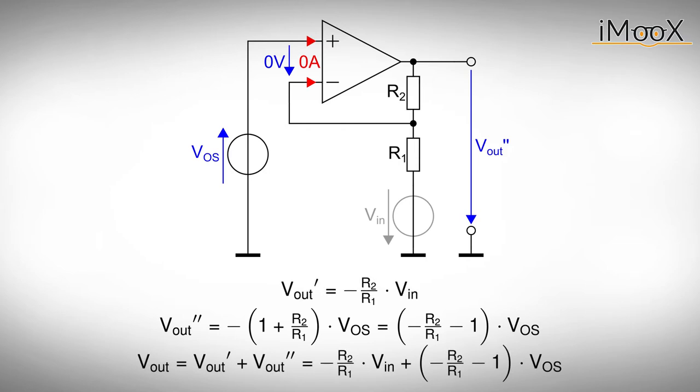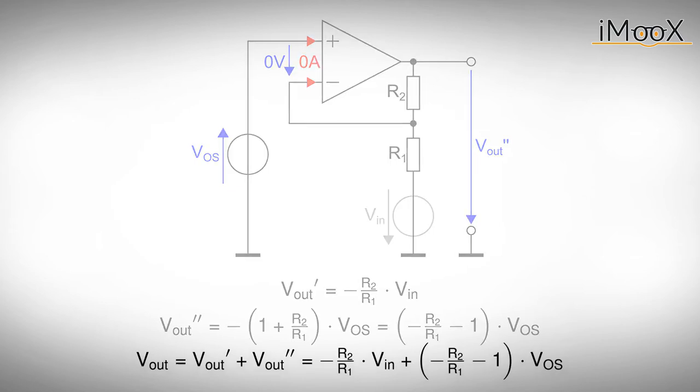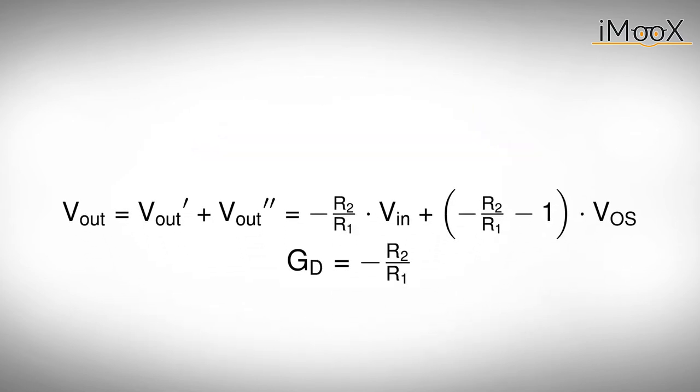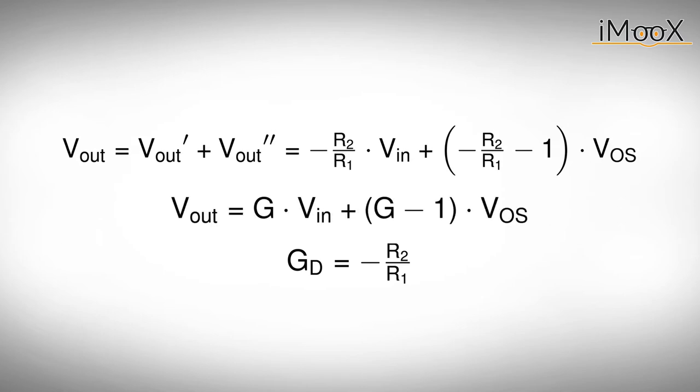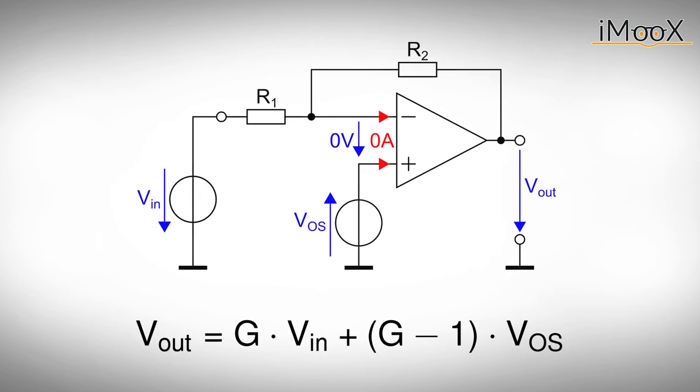By summing up the individual parts, we obtain the total output voltage. Using the gain G of our inverting amplifier, we can rewrite the output voltage. For the given example, this means the higher we choose our gain, the more problematic the offset voltage will become. However, since we are now able to analyze the impact of the offset voltage on our circuit, we can pick a suitable operational amplifier with a low offset voltage. To do so, we set the limit to the offset voltage and only select operational amplifiers whose offset voltage will not exceed this limit.